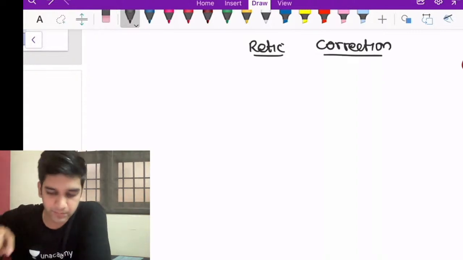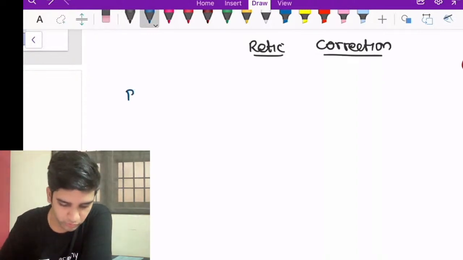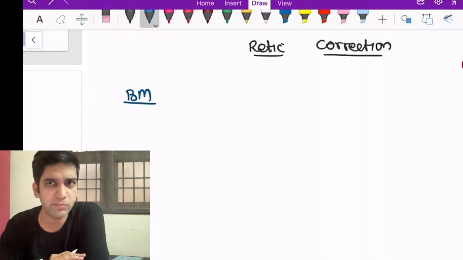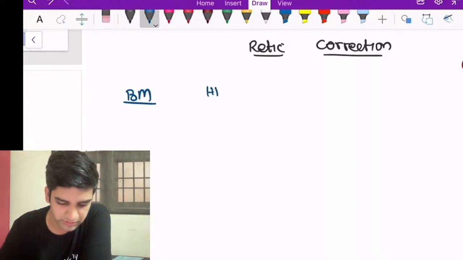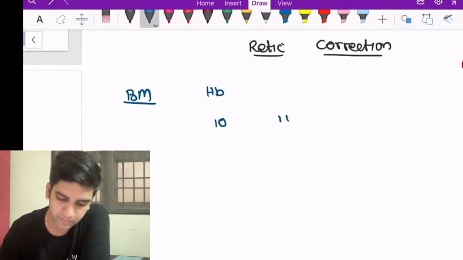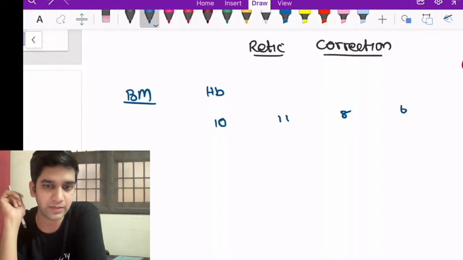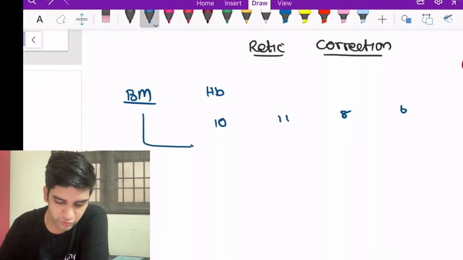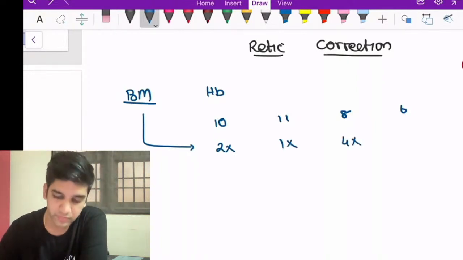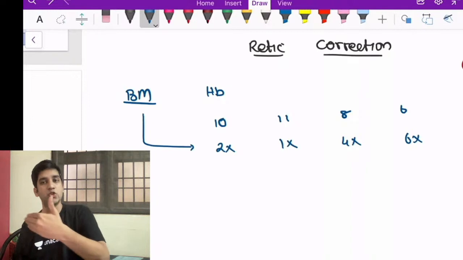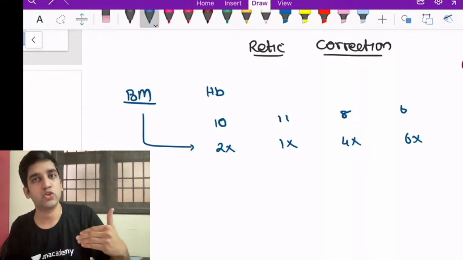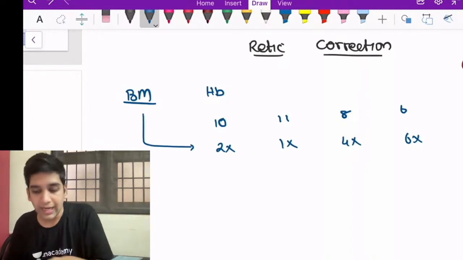So what I mean by that is, let's assume I'm having a bone marrow here. A simple bone marrow. Different patients have different hemoglobin: one patient has 10, one has 11, one has 8, one has 6. Based on this, let's assume that at 10 hemoglobin, it responds 2x. Here it responds 1x. Here it responds, let's say, 4x. Here it responds 6x. So based on the severity of anemia, my bone marrow is going to respond in different amounts. I don't want that.